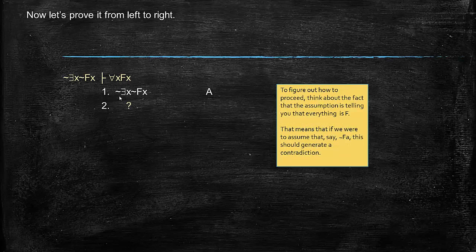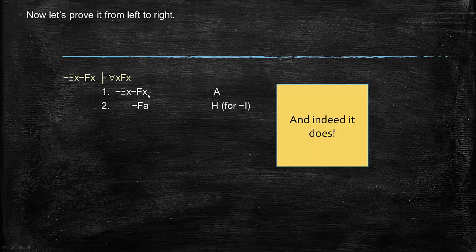Now just think about the assumption for a second. It's basically telling us that everything is F, right? It says it's not the case that there exists something such that not fx. It's not the case that there exists an x such that not fx. In other words, everything is F. Well, that means that if you were, say, to just hypothesize that something's not F, that should be contradictory. That definitely contradicts the assumption in terms of what the assumption means. So what if you did that? What if you hypothesized not FA in an attempt to get a contradiction?